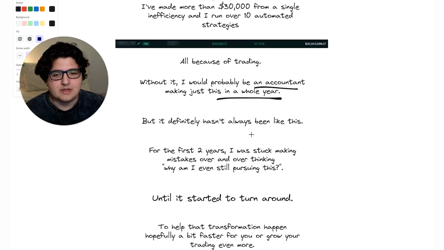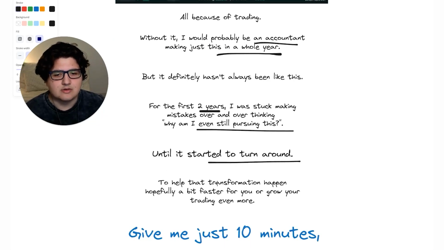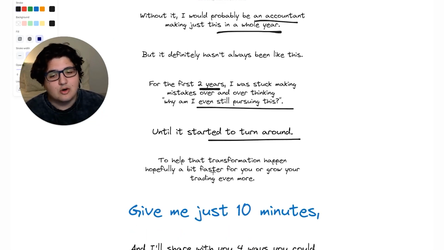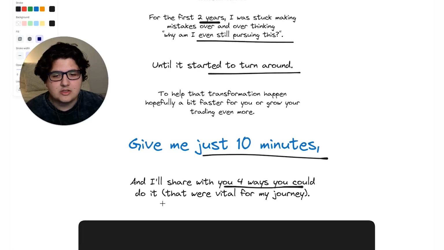But it definitely hasn't always been like this. For the first 2 years, I was stuck making mistakes over and over again, thinking, why am I still even pursuing this? Until I started to turn it around. Now, to help that transformation happen, hopefully a bit faster for you, or grow your trading even more if you're maybe coming from a discretionary angle, give me just 10 minutes and I'm going to show you 4 ways you could do it that were vital for my journey as well.